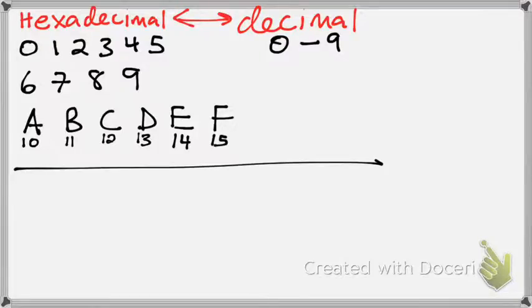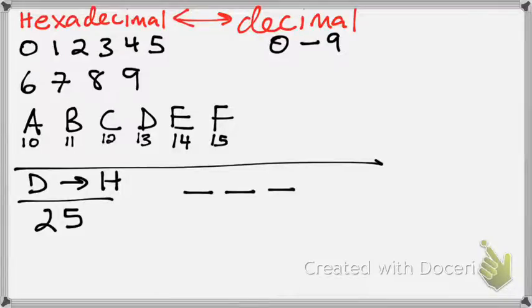So let's try and convert a number. Let's first try and do decimal to hexadecimal. So here's how it might go. Let's pick a number. Let's say we pick the number 25. Now, in order to convert 25 to hexadecimal, we need to look at the place values that are in hexadecimal. So we know that we have place values.